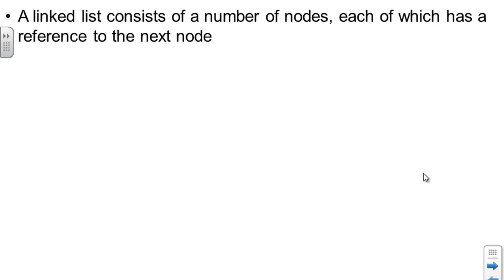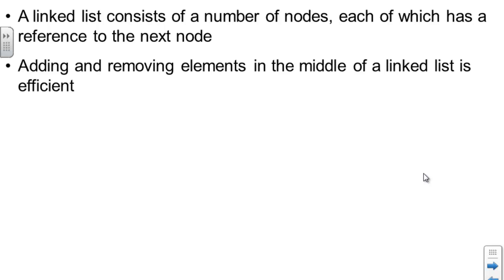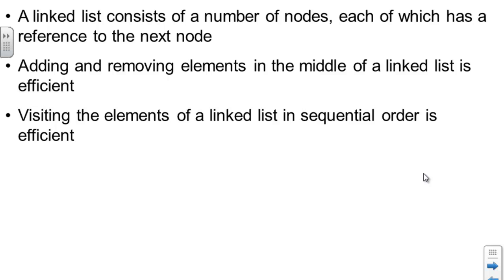And the reason being is that a linked list is a number of nodes or sort of independent objects, each of which has a reference to the next one. So you might not be able to access the entire list in one shot, but each one does know where the next one in its list lies. So adding and removing elements in the middle is very efficient. Visiting the elements in sequential order is efficient, that is going from beginning to end or end to beginning, because each node knows where the next one is.